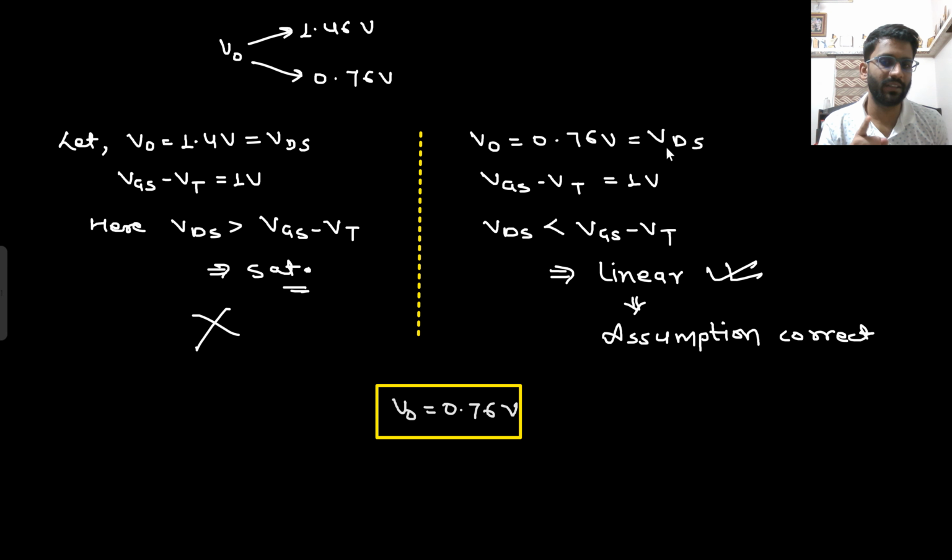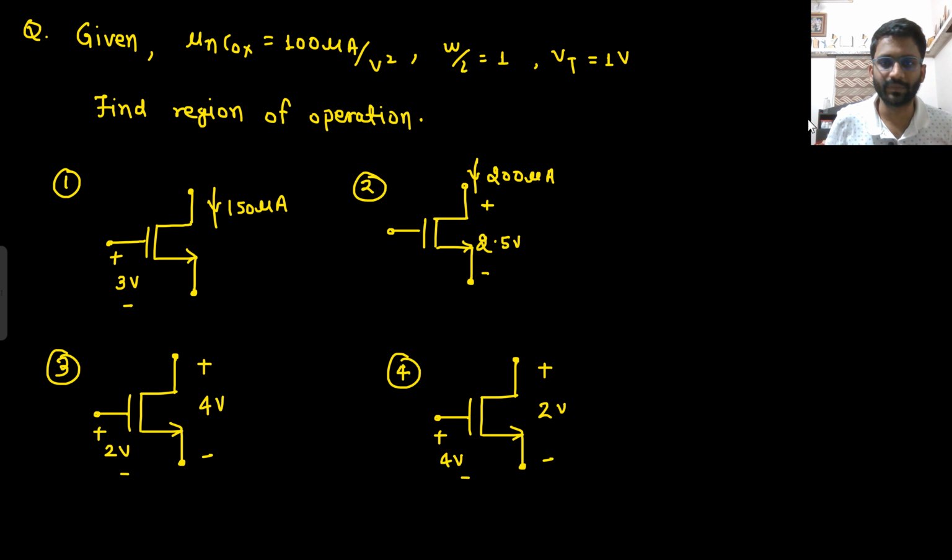So here this assumption was correct. So our V naught value was 0.76 volt. In the examination, within 2 to 3 minutes, you will be able to solve these problems. No need to worry. Here I am explaining, that's why it is taking time. Let's move on to the next problem.